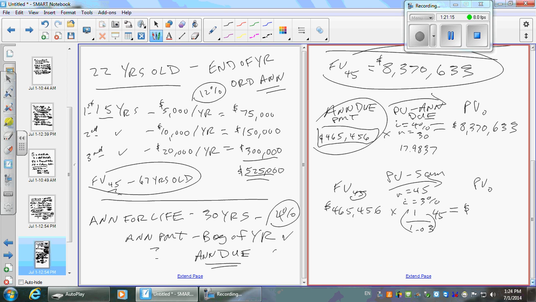What's 3% raised to the 45th? But shouldn't it be the future value of 15 if we're talking about the second period when we're already 67? No, I'm talking about what's that worth in today's dollars. Assume you were 22 right now, the day you started investing. What's that retirement worth that day?